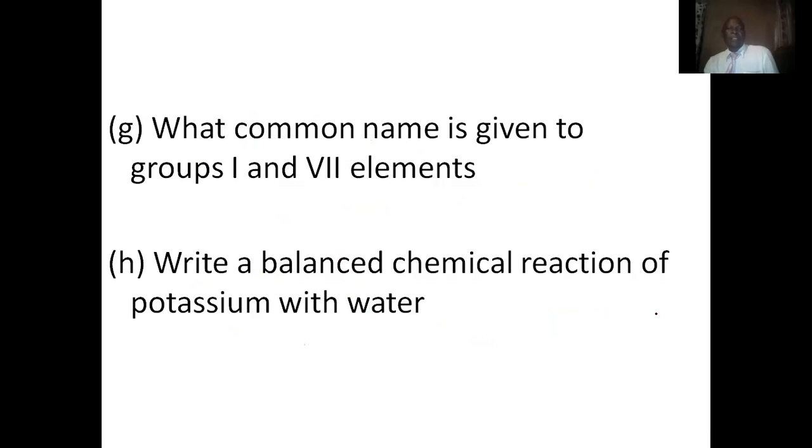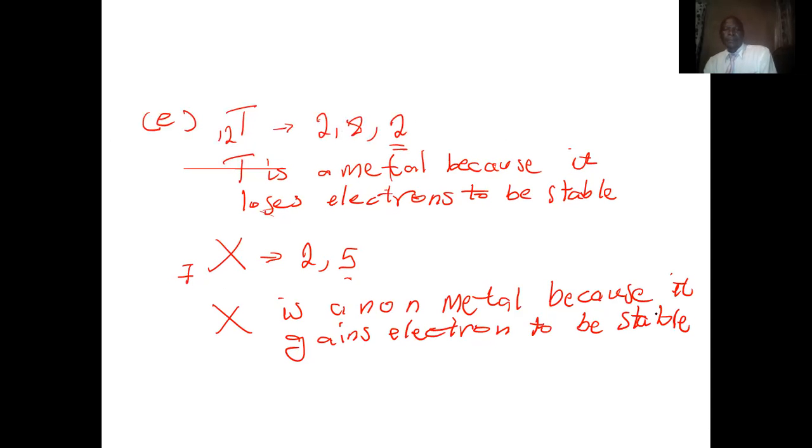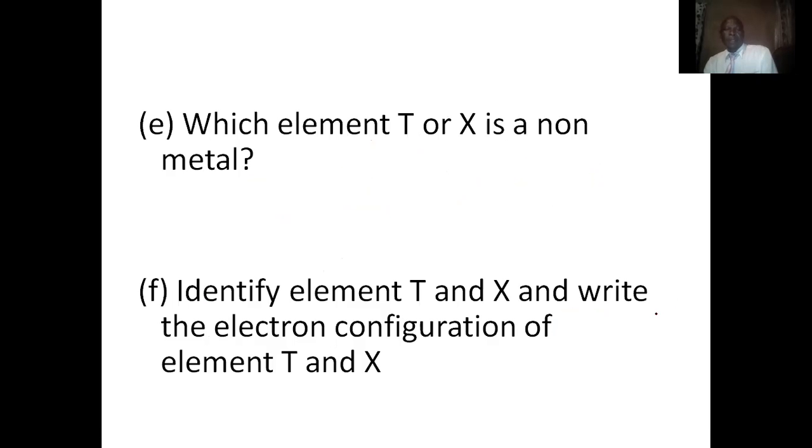What common name is given to group 1 and group 7? Oh, actually we have omitted number F. Identify element T and X and give the electron configuration of the T and X. Actually, we have already given the electron configuration.